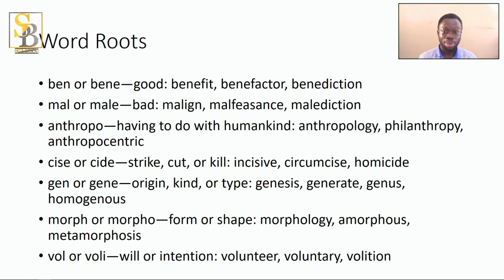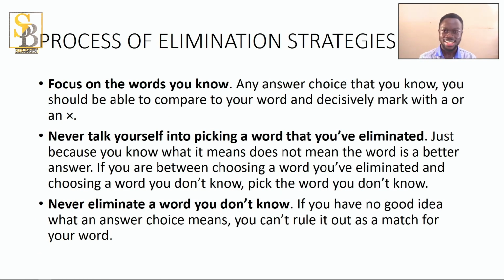So root words help us to eliminate some words and to choose some words as the correct answers, because you know that it has something to do with this and the sentence is in line with that. Then I guess this will be the answer. So the process of elimination, just like that of the text completion, you focus on the words you know. If you know the word, you can either eliminate it or choose that as the correct answer. Then never talk yourself into picking a word you've already eliminated. So once you knew the meaning of the word and you've eliminated it, don't go back to choose that word.